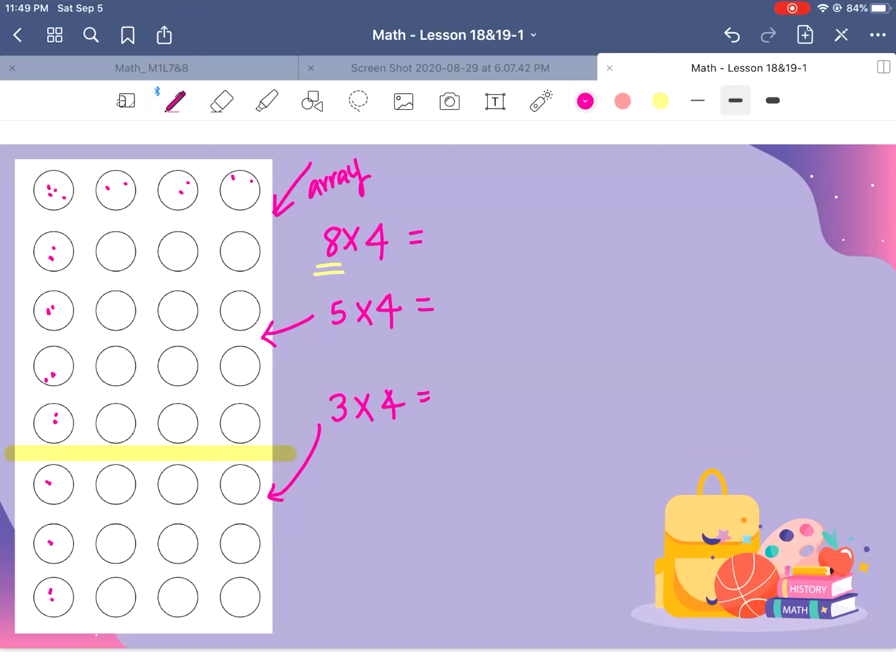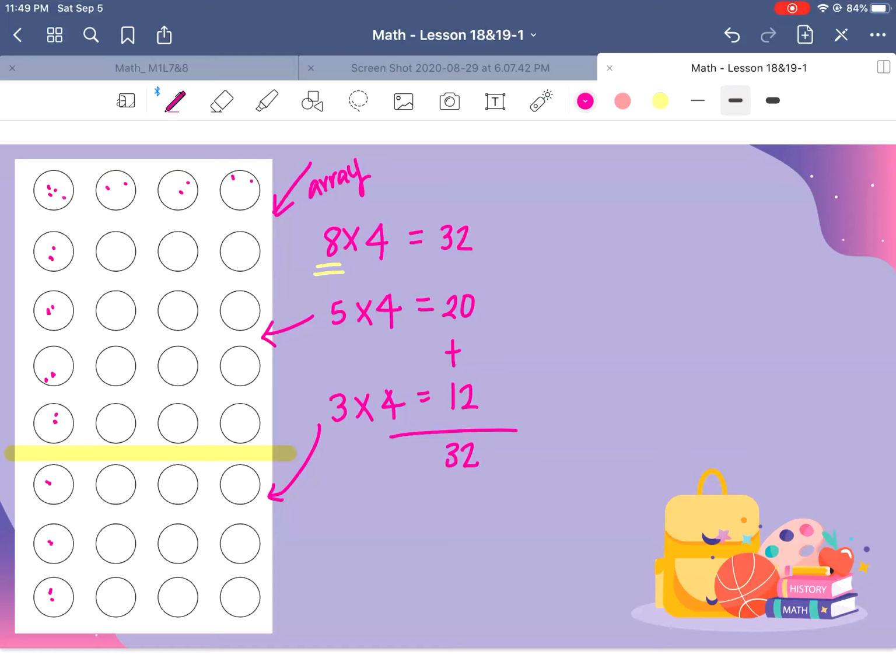And now let's do the calculation. 5 times 4 is 20. 3 times 4 is 12. And I add these two numbers and my final answer is 32. And we also know 8 times 4 is 32 as well.